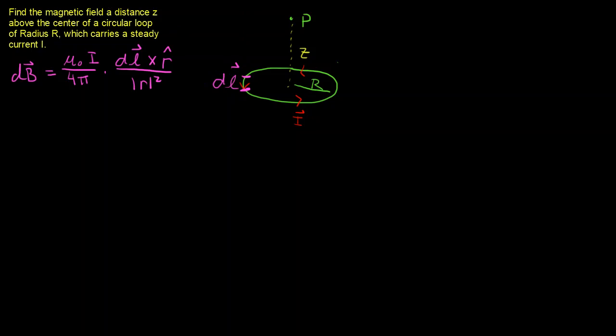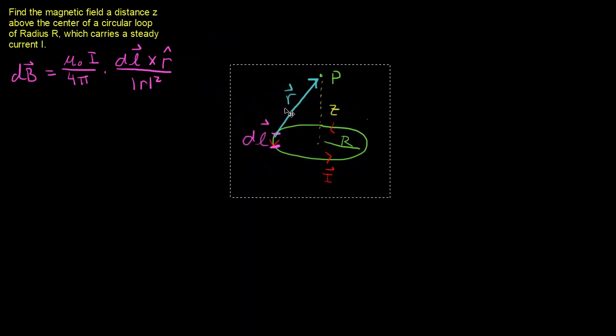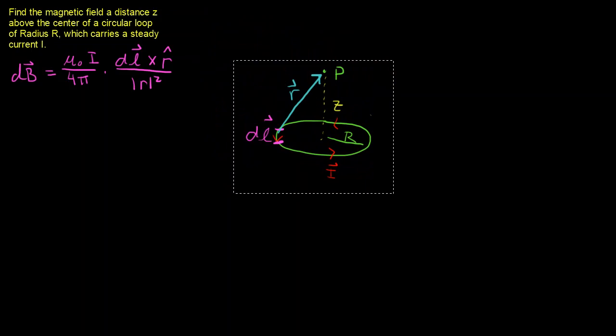So switching to maybe yellow or blue. Blue's nice. It's this vector here that points from dl to the point P. We call that r. Now, that's a lot of stuff. And let me actually drag this down a little bit here. So, what do we know about this value here, dl cross r?